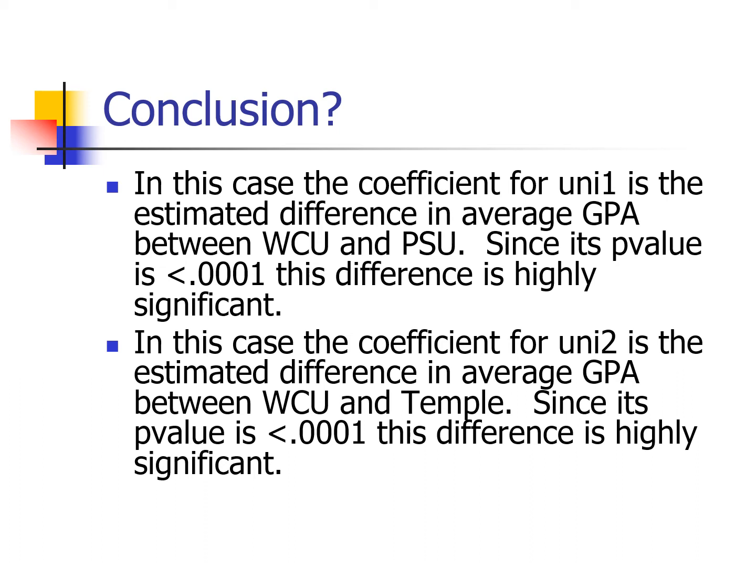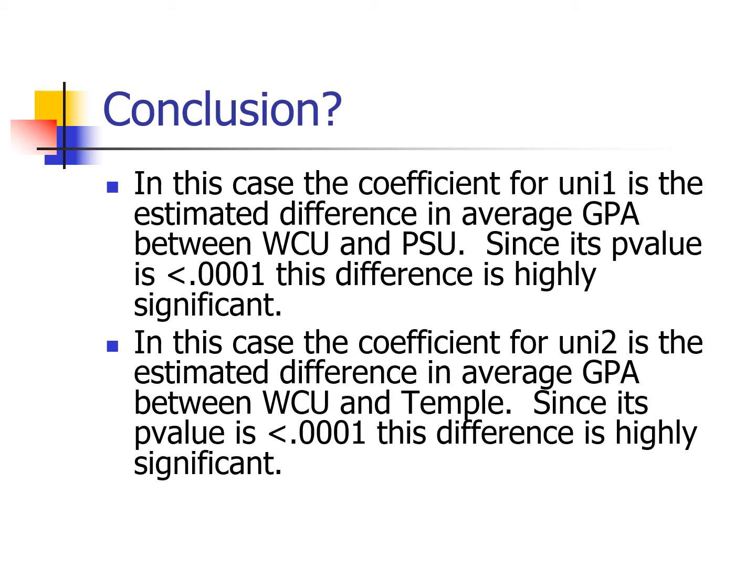What sort of information are we getting from the coefficients of the dummy variables, and even more importantly, when we look at the p-values, what are those p-values testing? Well, if you go back to our prediction equations and look, you'll see that the coefficient for Uni 1 is essentially the difference in GPA between Westchester and Penn State.